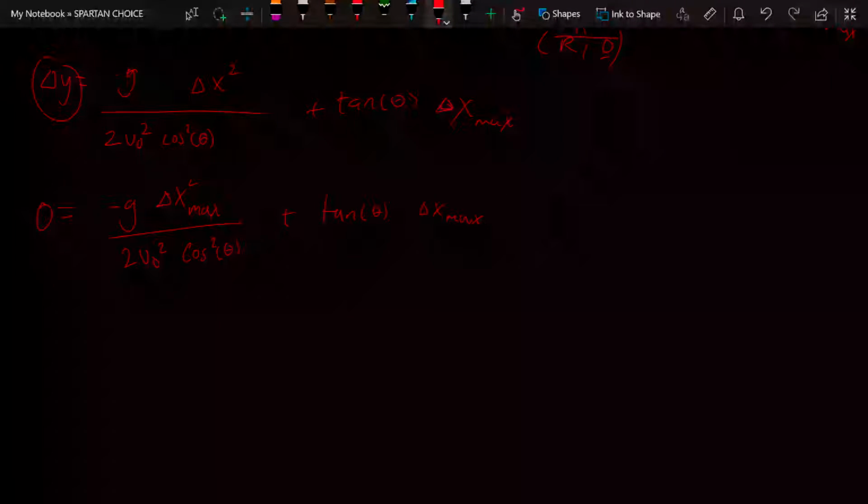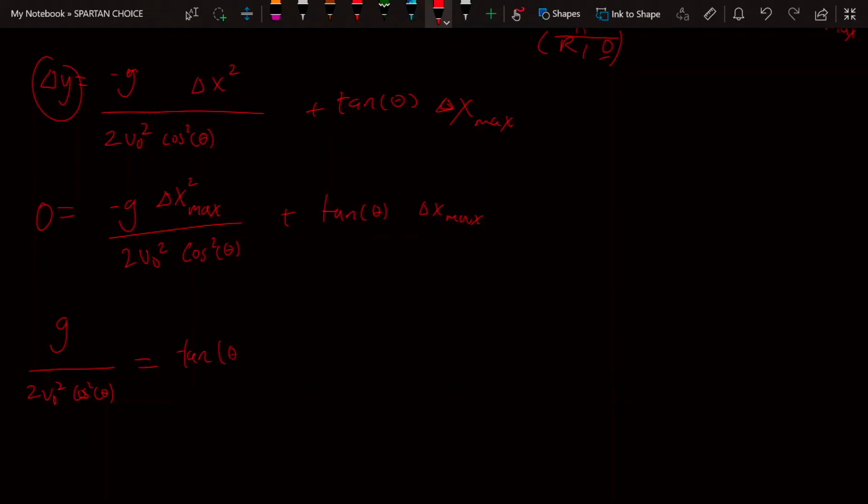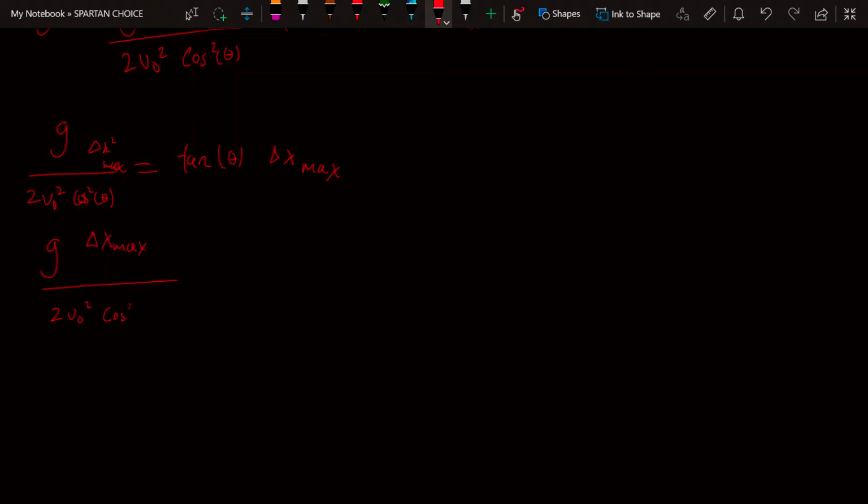Let's take this to the other side. We get g over 2v0 squared cosine squared theta is equal to tangent theta delta x squared max. Okay, what can we do here? To solve for x, first of all, let's divide by delta x on both sides. We get this: delta x max over 2v0 squared cosine squared theta is equal to tangent theta, right?